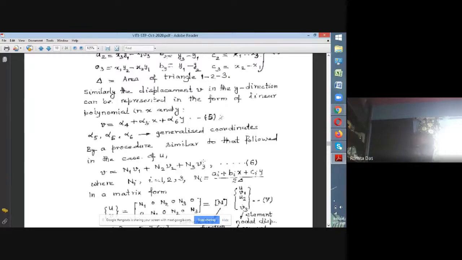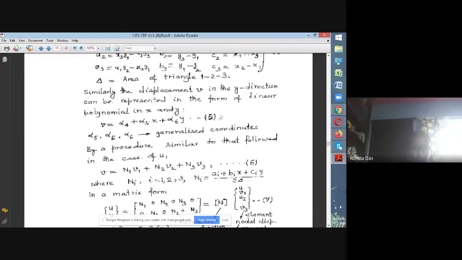So in the same manner, if we consider the V surface, it can also be simplified or approximated into a plain triangular tile, and it can be written in the form alpha 4, alpha 5, alpha 6, y. And again, we can find the generalized coordinates alpha 4 to alpha 6 in terms of the displacements at the three corner nodes V1, V2, V3.